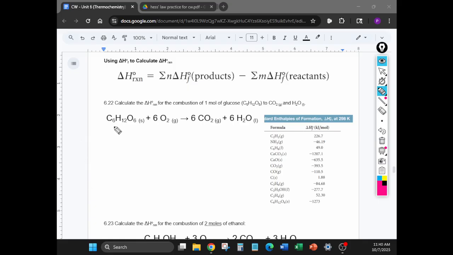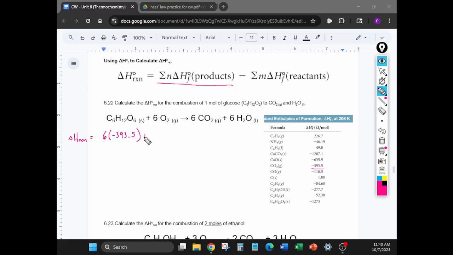Okay, so let's take a look at this. First thing we're going to do is find the sum of your products and then subtract your reactants. So let's look at our products. Our products are 6 moles of CO2. So our delta H of our reaction is going to equal 6 moles of CO2. So we look for CO2 in our chart, negative 393.5. So 6 times negative 393.5.